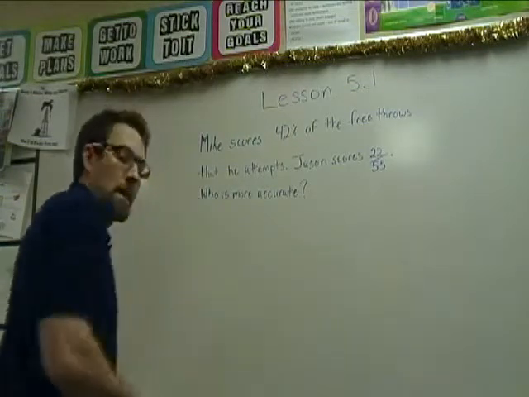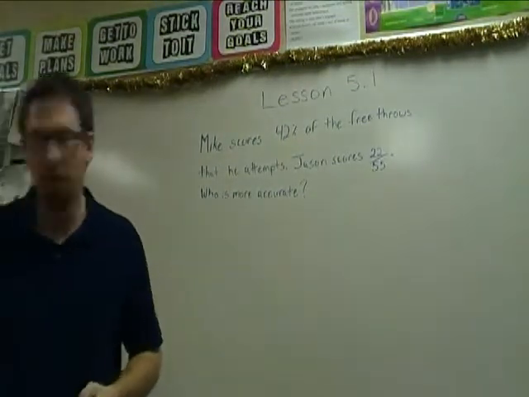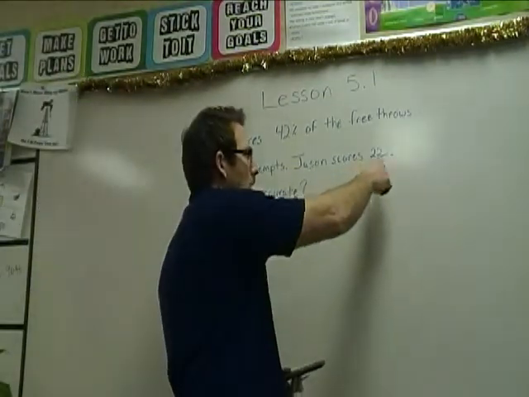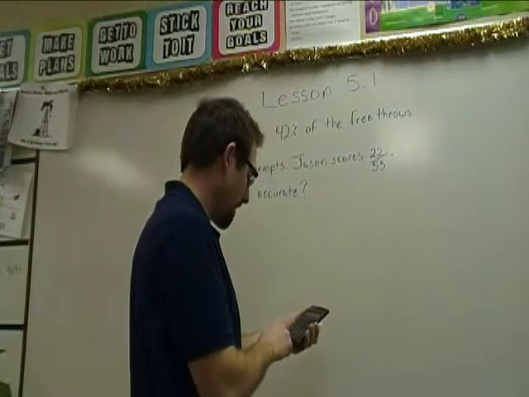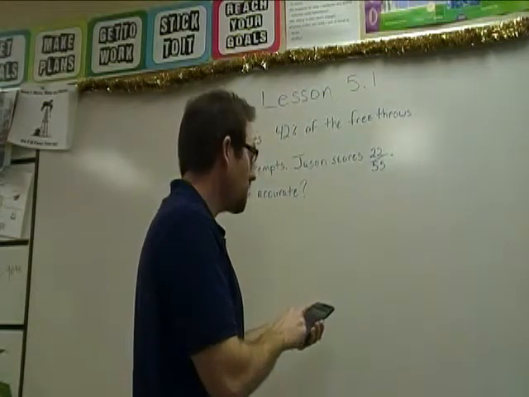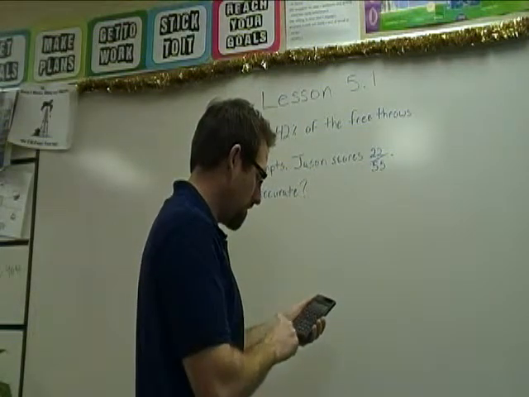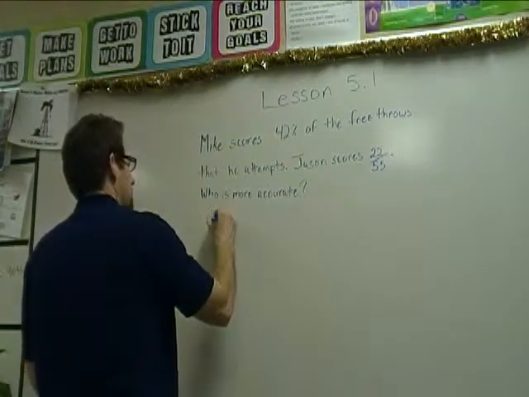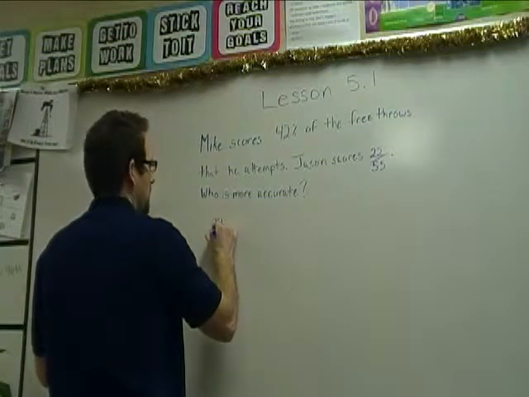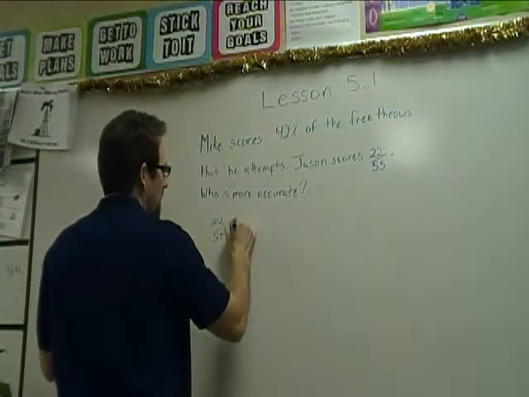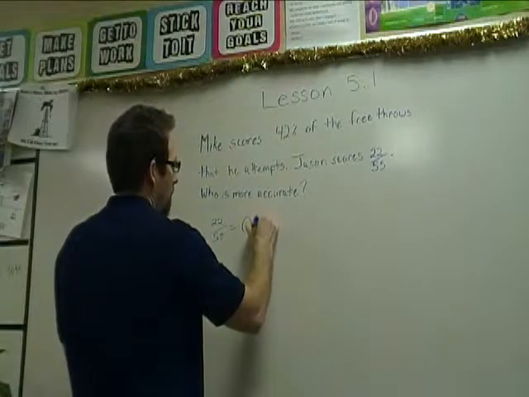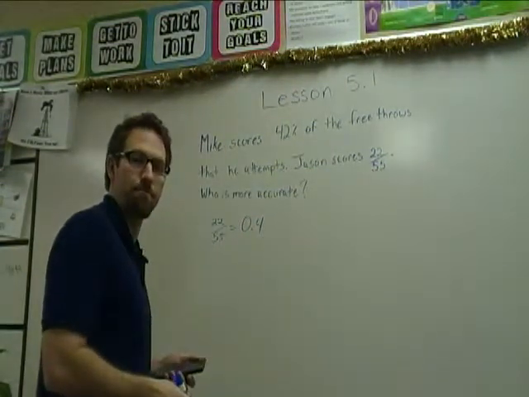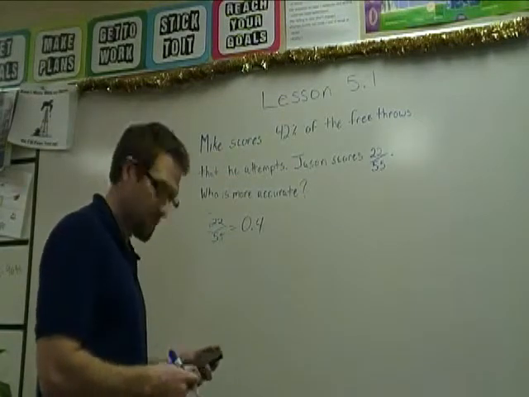How do we convert a fraction to a decimal? It's very simple. We're just going to divide the numerator by the denominator. Very simple. So 22 divided by 55 gives me 0.4. Now that's decimal.